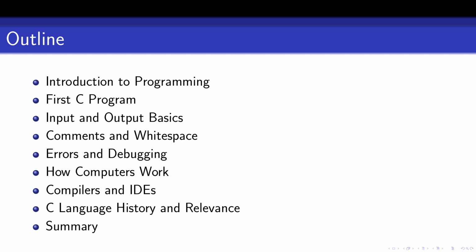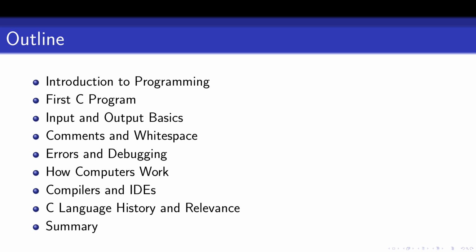We'll begin by discussing what programming is and why it's so essential, not just for software developers, but for problem solving in general. Then we'll look at the structure of a basic C program and walk through its components step by step. After that, we'll explore how to interact with users using input and output, and how to write clean, readable code with comments and whitespace.